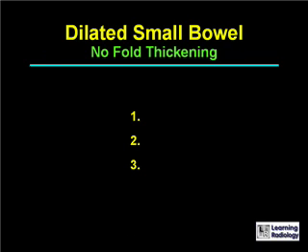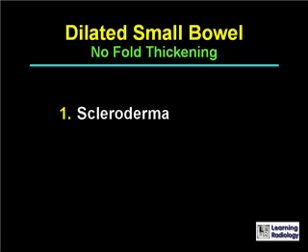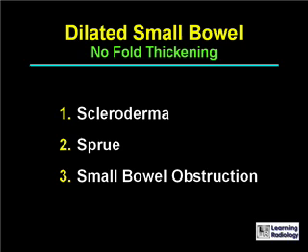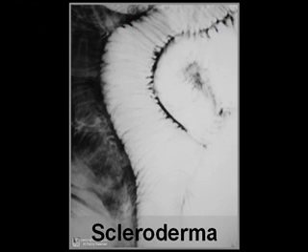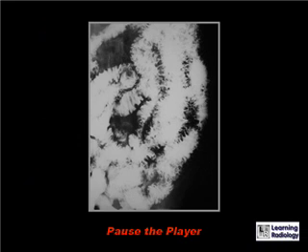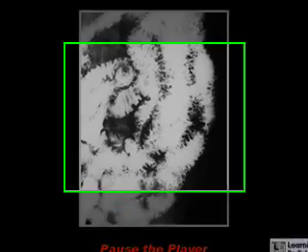The differential is for dilated small bowel with no fold thickening. There are 3 causes listed. The differential diagnosis for dilated small bowel without significant fold thickening includes scleroderma, sprue, and a mechanical small bowel obstruction. This is your next differential diagnosis.